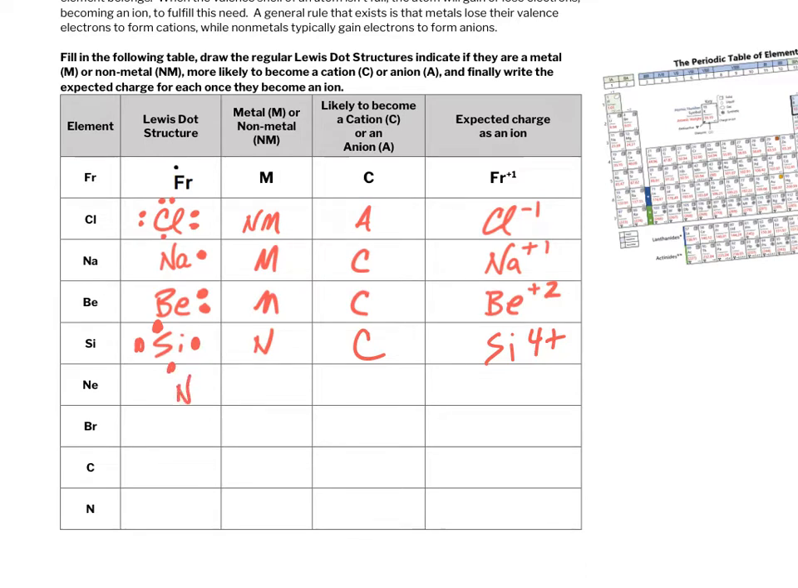All right, next we have neon. Neon is a noble gas. 8 valence electrons. And is it a metal or a non-metal? Well, we could probably say it's a non-metal, being on the right side of the zigzag. And it's not going to make any ions. We'll just say no for that. All right, the rest of that I'll let you fill in there.